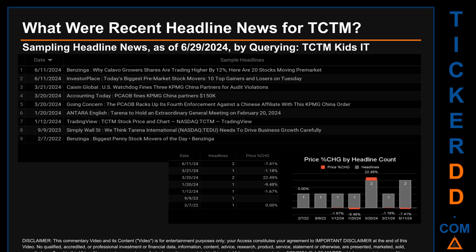The oldest publication was on Monday, February 7, 2022, when, 2 years, 4 months and 22 days ago, Benzinga published the headline that read, "Biggest penny stock movers of the day, Benzinga." The latest publication date was one of 2 days with the most found headlines. The day saw a price change of -7.41% after the ticker opened the day trading at $1.35 and then closed at $1.25.